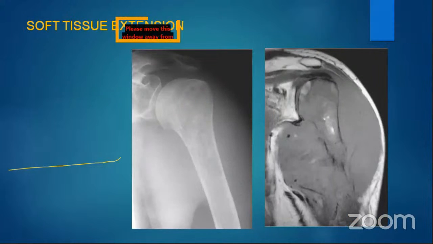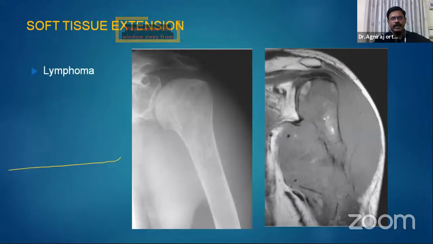So some soft tissue extension. This is an example for soft tissue extension. This is a case of lymphoma.